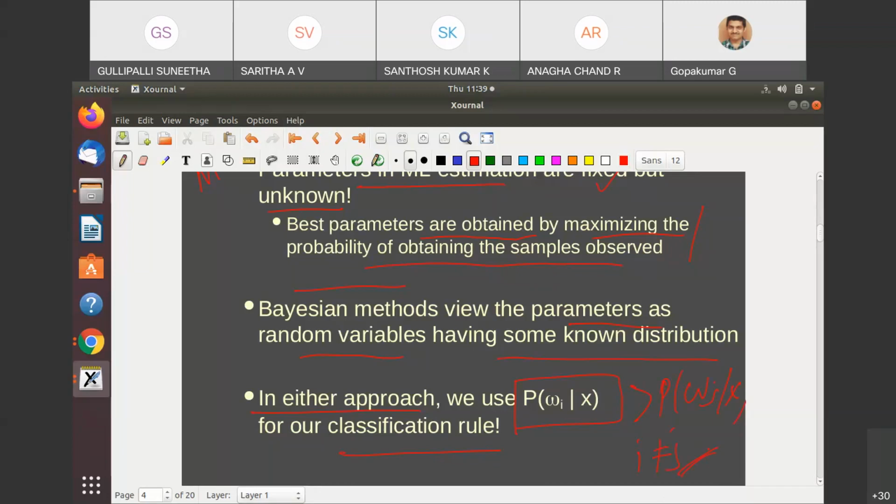So that is the rule that we have already seen. So that is essentially what we are trying to solve.